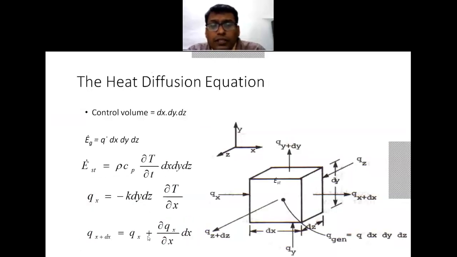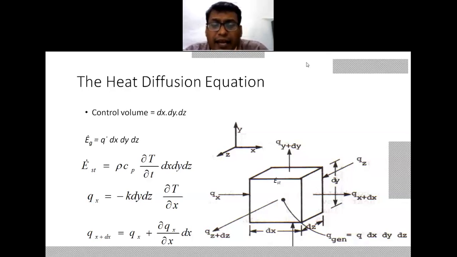So now what is the heat entering into the system? Qx, which is equal to K A delta T by delta x. From the Fourier law of heat conduction, this is the amount of heat entering into the system, that is Qx, which is equal to minus K A delta T by delta x.